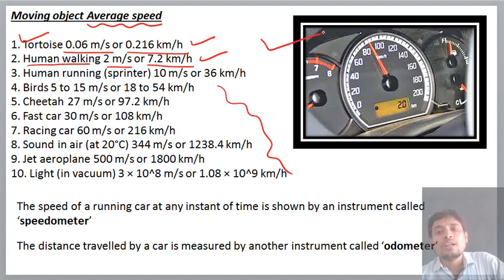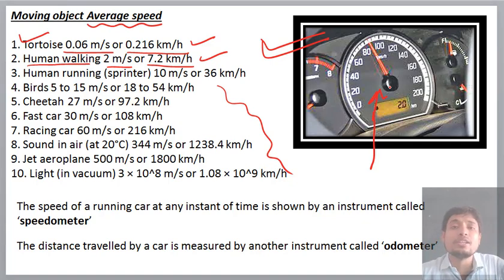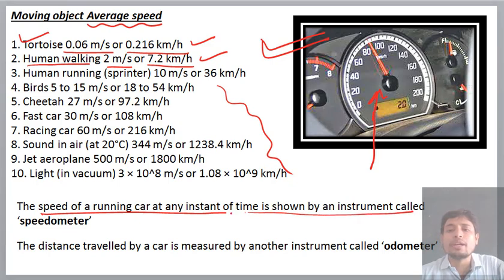Okay. See this diagram. This diagram you have seen in your car or on the motorcycle. This is called the speedometer. In the speedometer, there is a needle which is showing the instantaneous speed of the car, means speed of the car at the particular instant. किसी उसी टाइम पर आपकी कार की क्या स्पीड है, इसी को ये बताता है, and that is called the speedometer. So the speed of the running car at any instant, means instantaneous speed, is shown by the instrument called the speedometer.